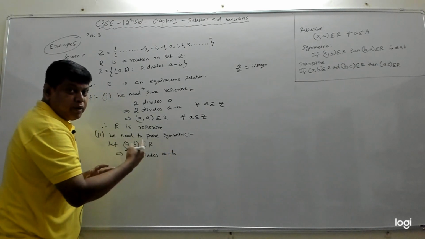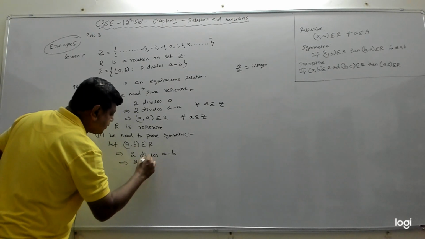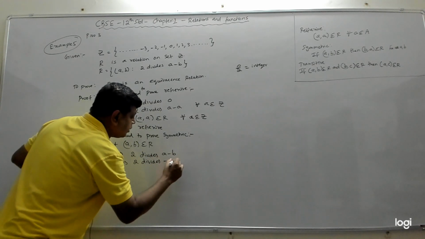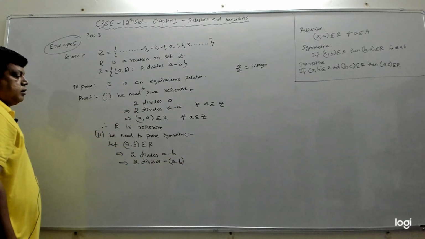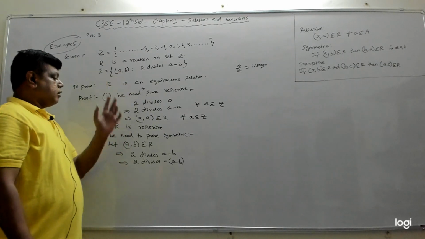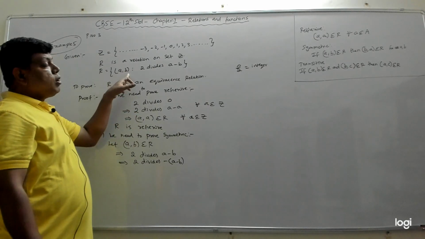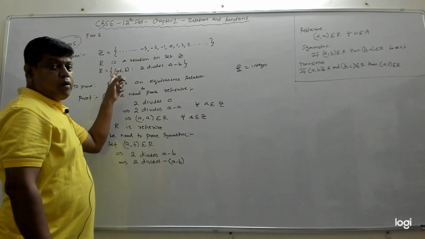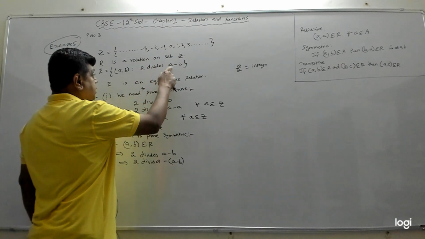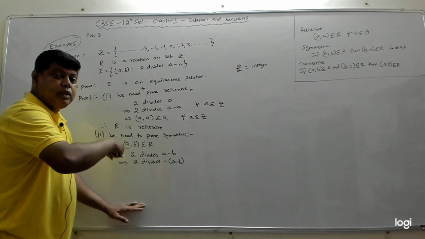Now when 2 divides a minus b, this implies that 2 divides minus of (a minus b). Finally, what we should prove is that (b, a) belongs to R. When will (b, a) belong to R? (b, a) will belong to R if 2 divides b minus a. So we should finally prove that 2 divides b minus a.